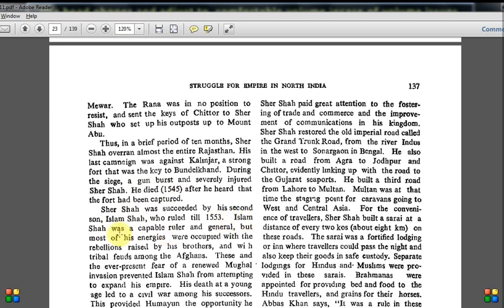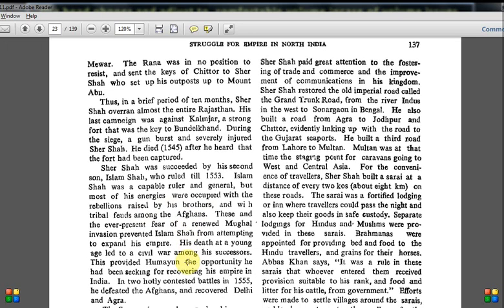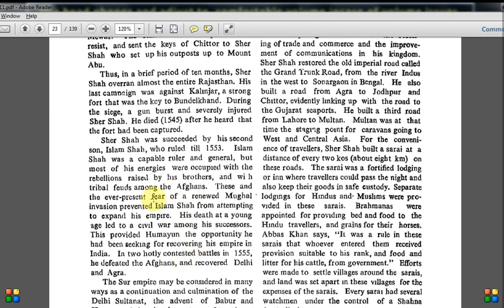So Islam Shah was a capable ruler and general, but most of his energies were occupied with the rebellions raised by his brothers and with tribal feuds among the Afghans. So again, if you see internal politics, his brothers were fighting. This is why Humayun also lost power, right? The same way, brothers were fighting, and also he had tribal problems with the Afghans. These and the ever-present fear of the renewed Mughal invasion prevented Islam Shah from attempting to expand his empire.